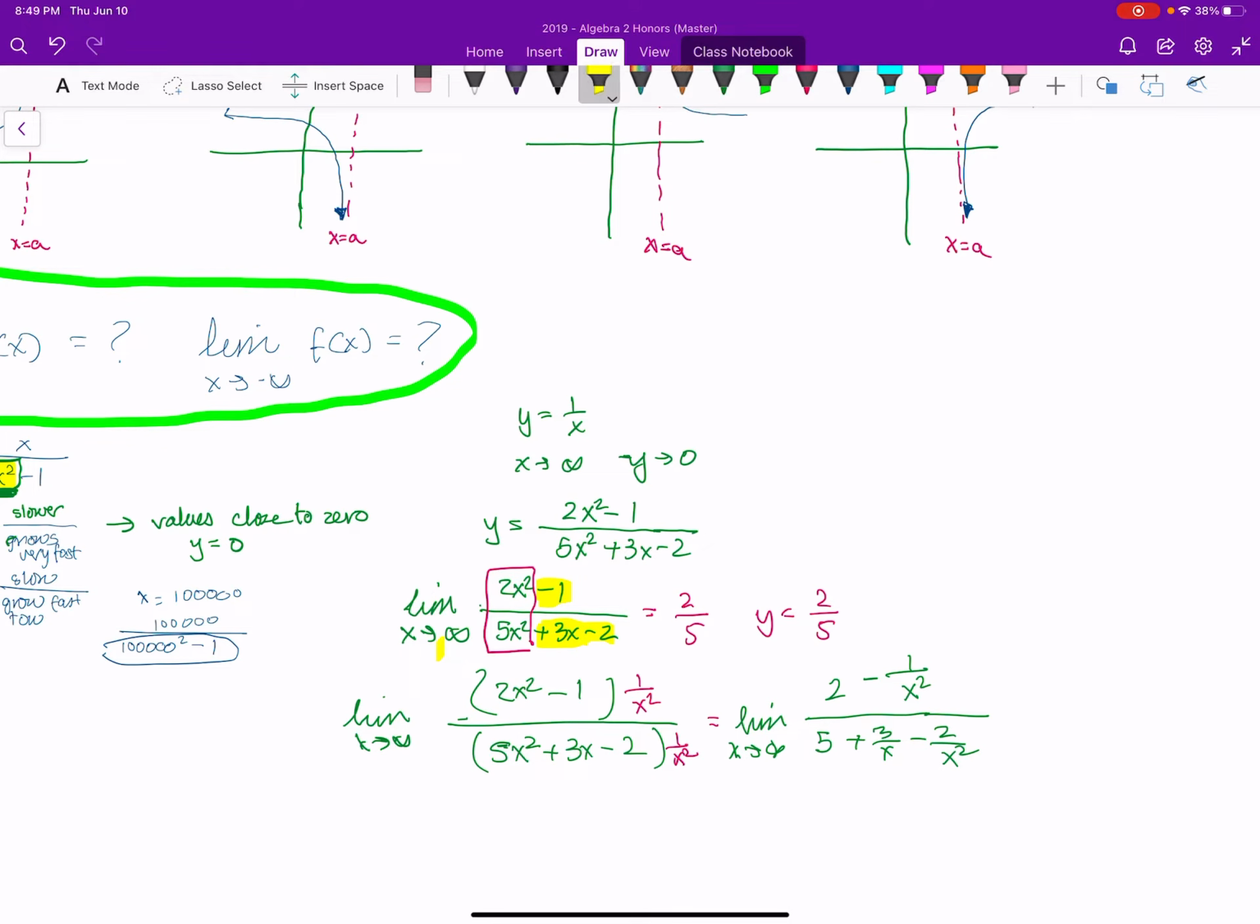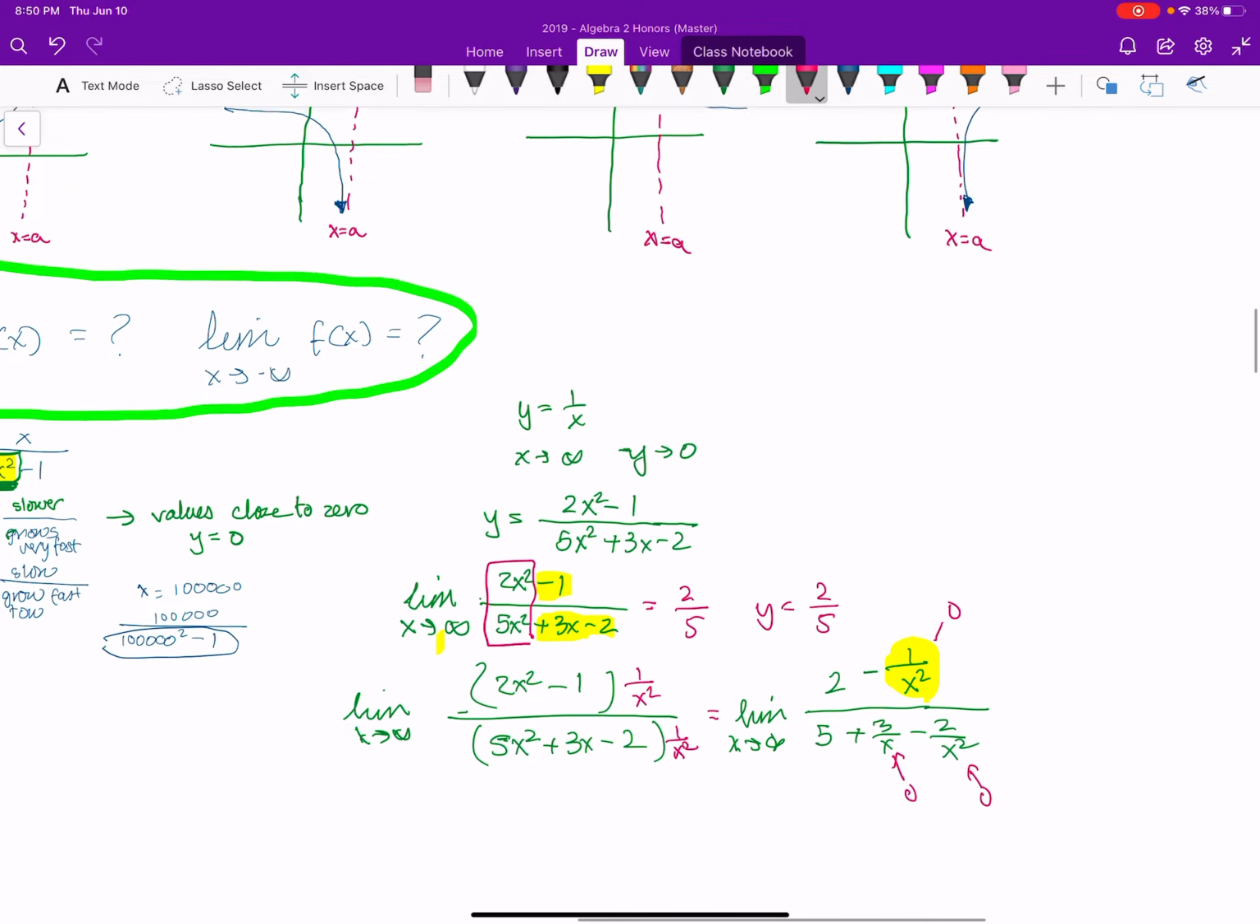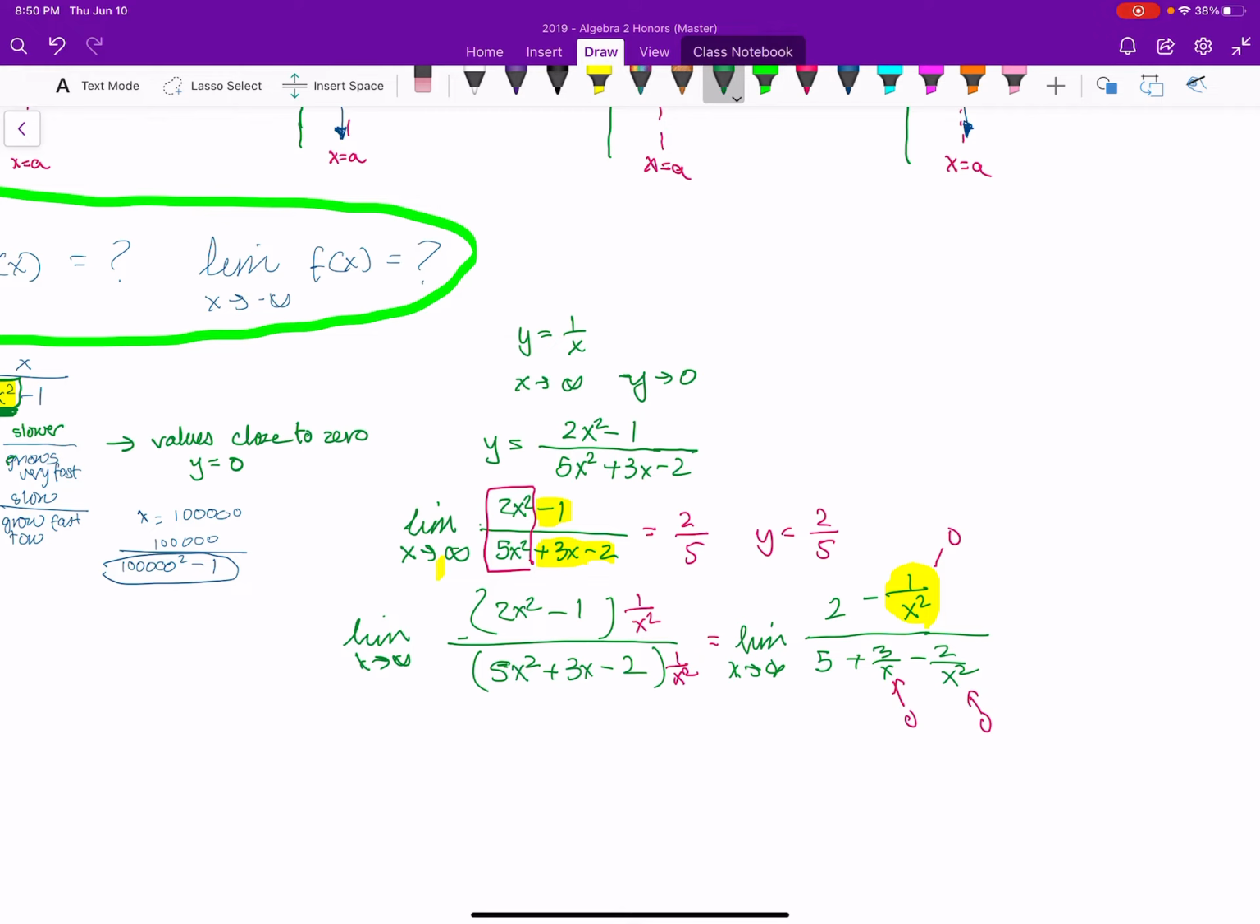But as x approaches infinity, this one here, well, it's 1 over something that grows very big, so it is going to approach 0. So that little piece there is definitely going to approach 0. This one, you have 3 over something very big, is going to approach 0. This one is going to approach 0 even faster. So in other words, you end up with something that looks like 2 minus 0 over 5 plus 0 minus 0, which is just 2/5. So that means, as x gets very big, this will approach 2/5.